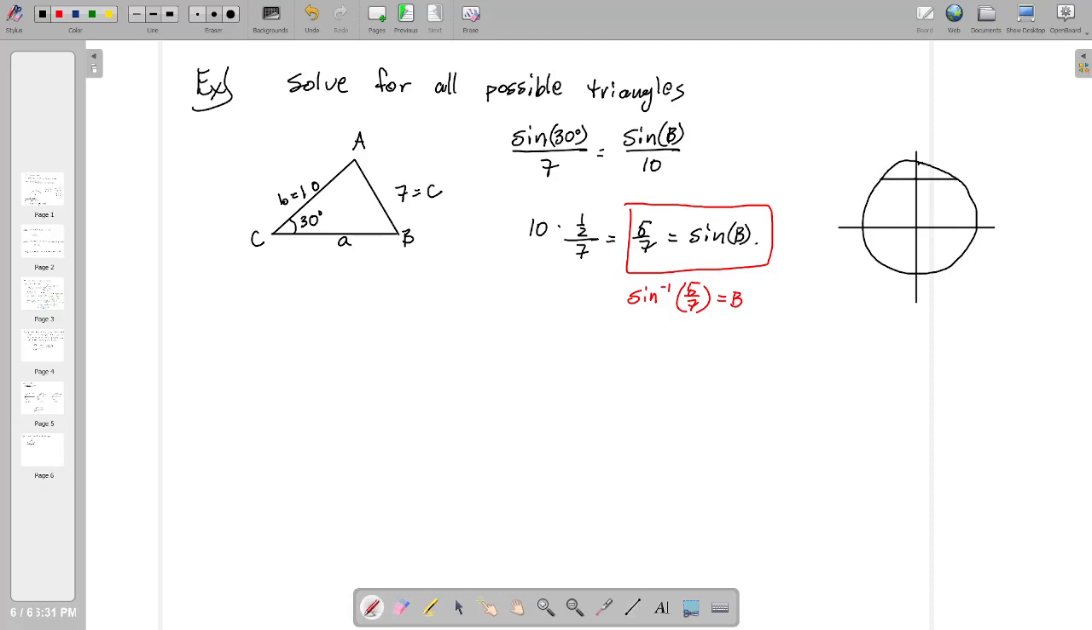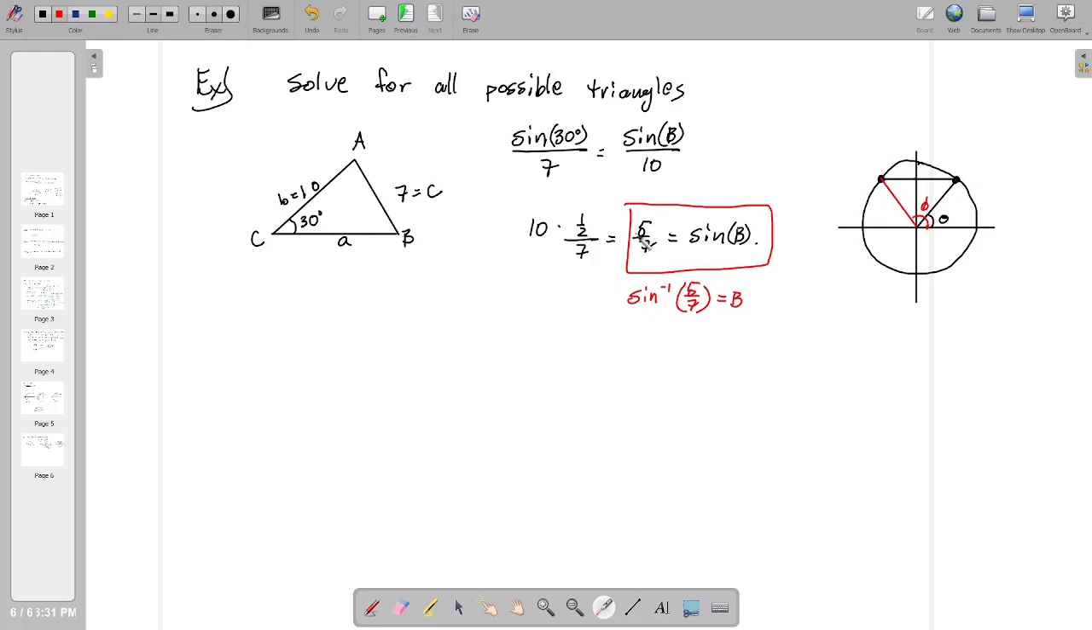So there are two positive angles for which sine gives us 5/7. That would be this angle, call this theta, and we have this angle, call this phi. So these two angles will still yield sine of B equal to 5/7. So sine of phi equals 5/7 because that's the y value of this line. And sine of theta is equal to 5/7 again because the y value is the same.